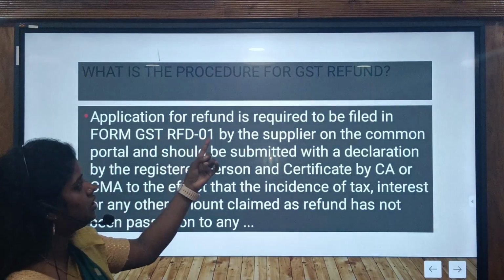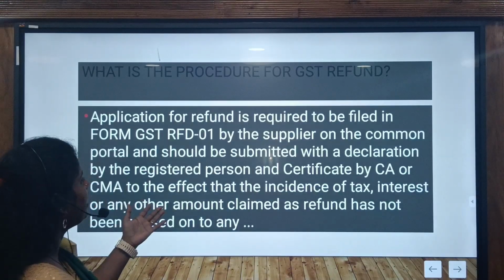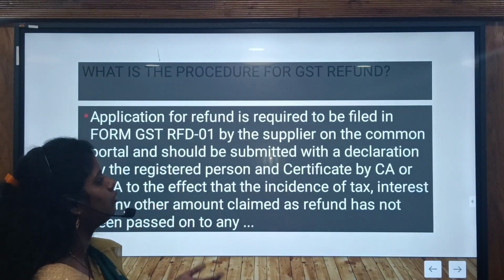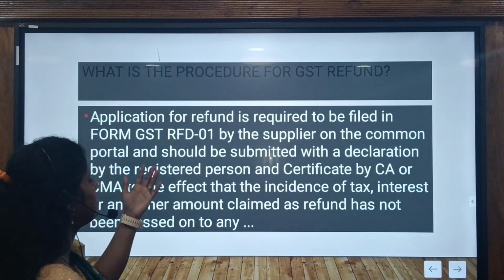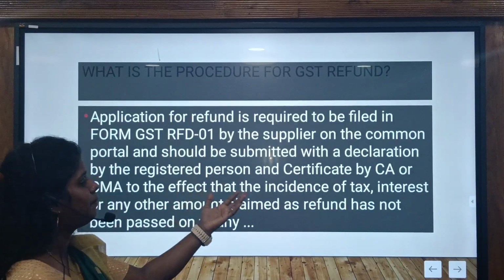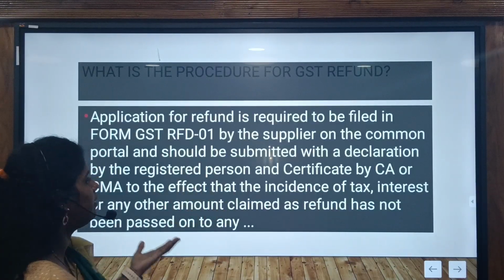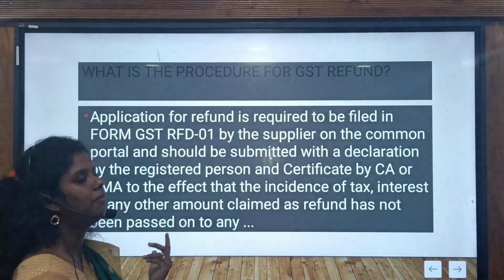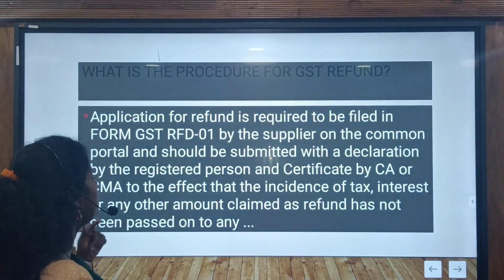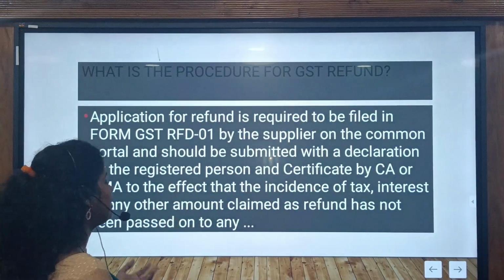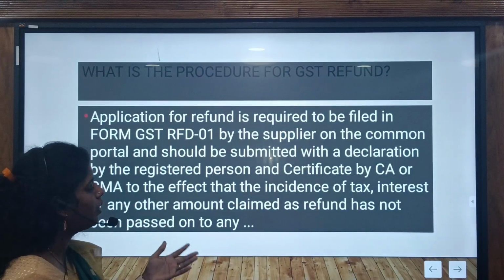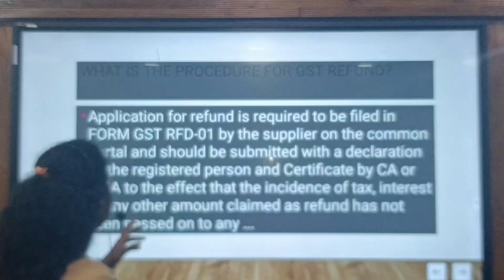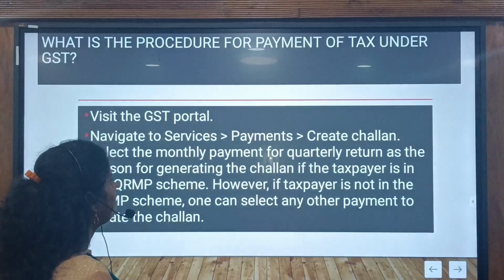What is the procedure for GST refund? The application for the refund is required to be filed in the form GST RFD-1 by the supplier on the common portal, and should be submitted with a declaration by a registered person and a certificate by a CA or CMA to the effect that the incidence of tax, interest or any other amount claimed as refund has not been passed on to any other person.